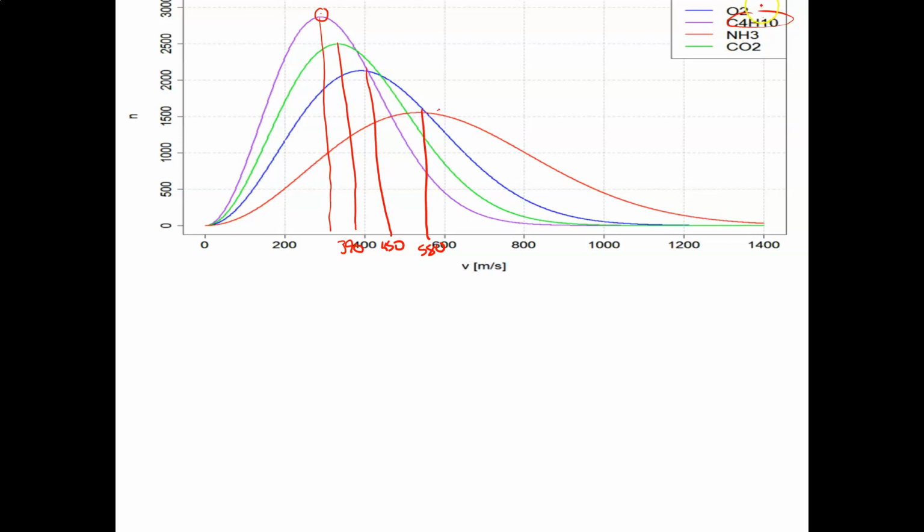So if you do the math real quick, the first one is 32 grams per mole. This is 17, this is 44, and this is 58. So we expect the fastest to be the red line, which is ammonia. And sure enough, the red line is the fastest. So a couple of things you want to pay attention to. Higher temperature means faster speeds. Also, smaller molecules means faster speeds.